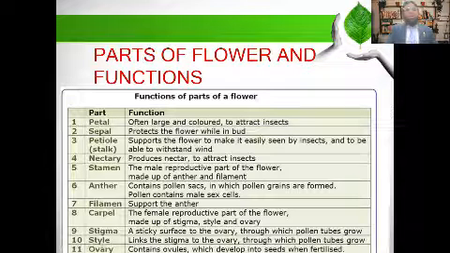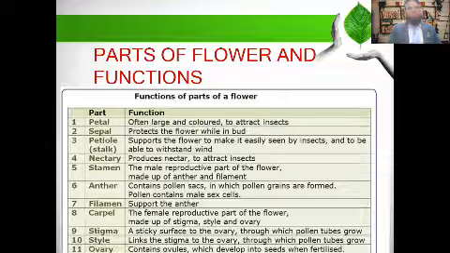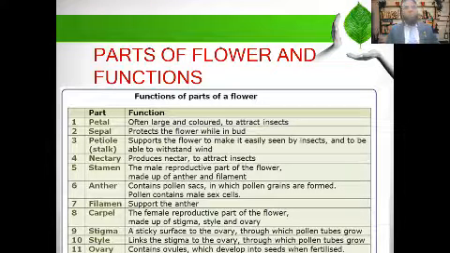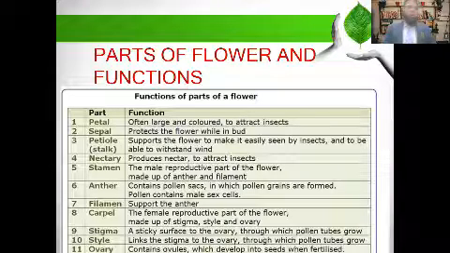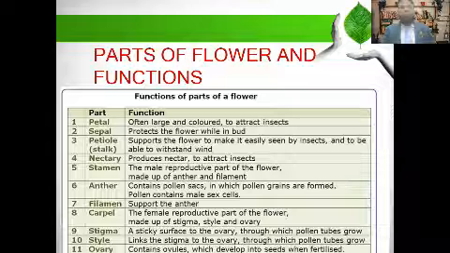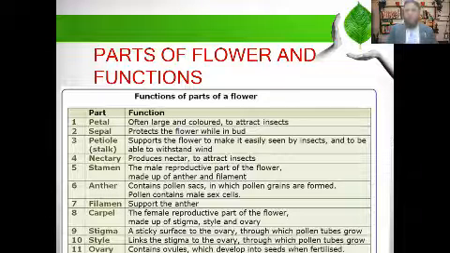And stigma receives the pollen grains, and these pollen grains move in the style through a specific type of tube that we call the pollen tube, and they reach the female egg that is found in the ovary.